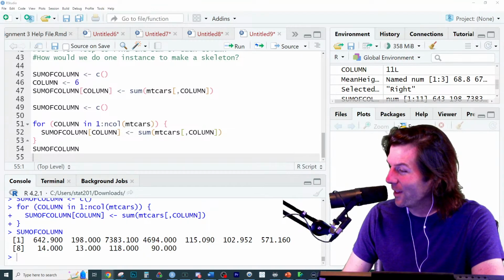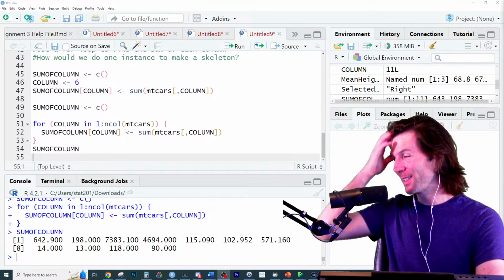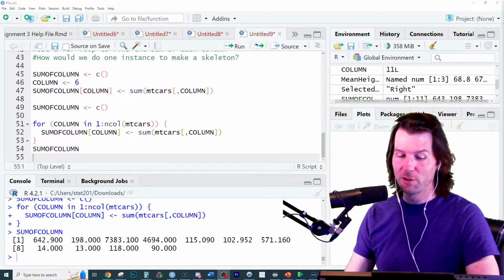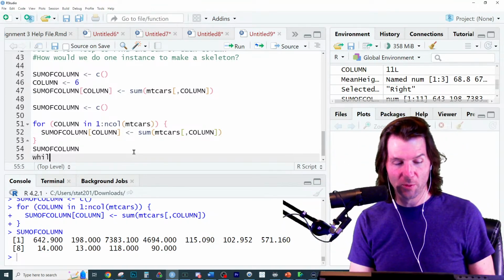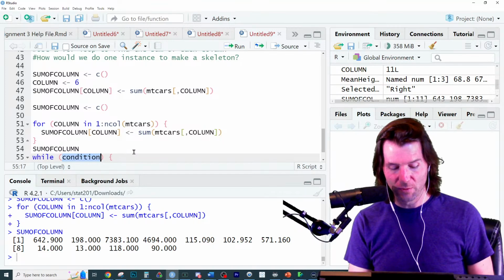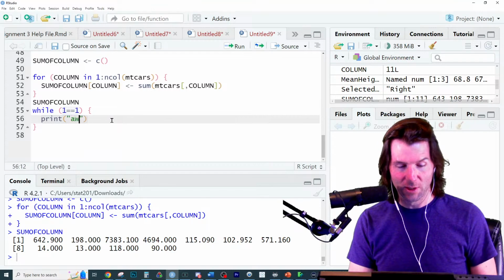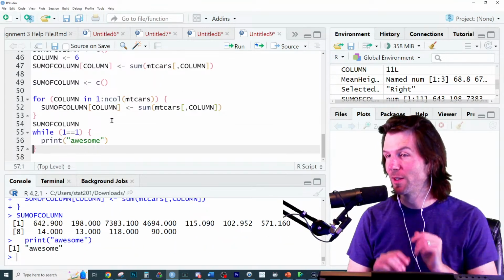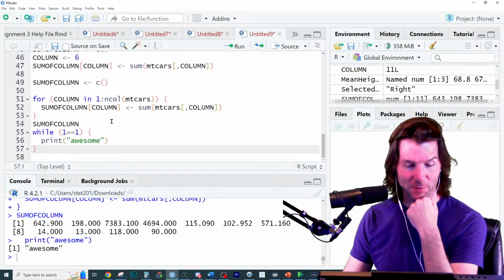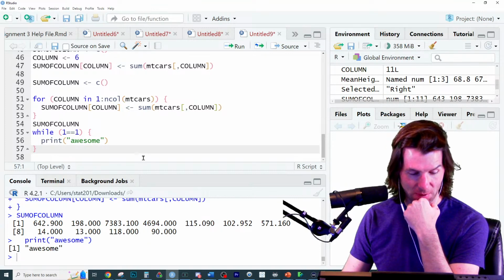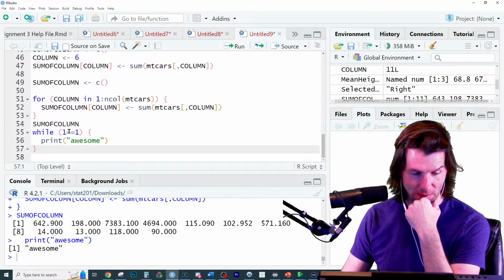Can you go over a while loop? Nicholas, we might have to do it next class or next office hours. While loops have a condition. The while loop runs while the condition is true. So if we say while 1 equals 1, print awesome, the while loop will run while the condition is true. While 1 equals 1.